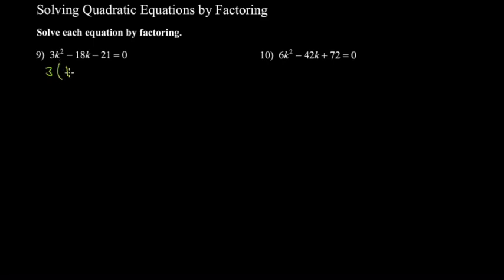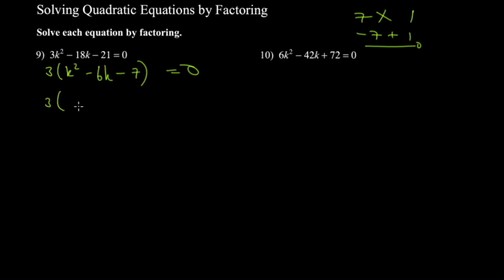Then you get k squared minus 6k minus 7. Now you just have to figure out what two numbers do I have to use. So you start with 7 by 1. Yeah, I can use this to get negative 6. How? Minus 7 plus 1. Quickly, okay.